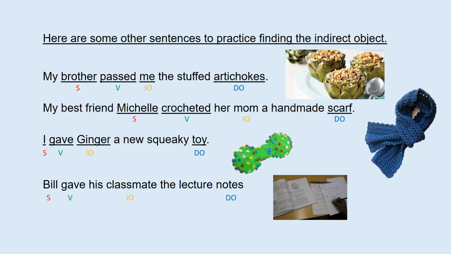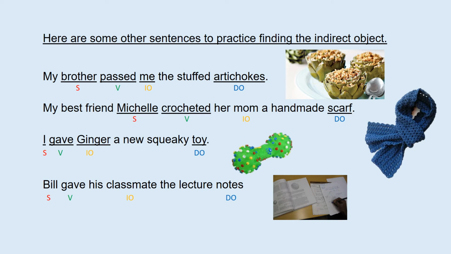Now let's look at the last sentence. Bill gave his classmate the lecture notes. Let's see if we can find the subject. Who is doing something in the sentence? Bill. Bill is doing something in the sentence. Bill gave his classmate the lecture notes. Bill is the subject. What did Bill do? Bill gave something. Gave is the action verb.